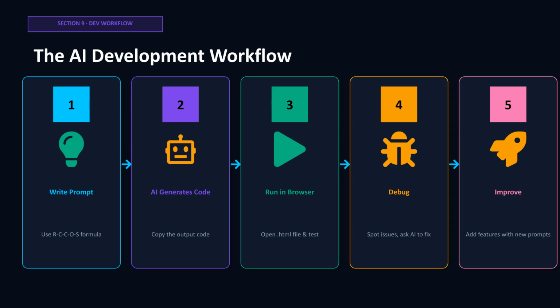Our development workflow follows a simple loop. Write a prompt using the formula, generate the code, run it in your browser, debug any issues by feeding the errors back into the AI, and then iteratively improve the application by adding new features.